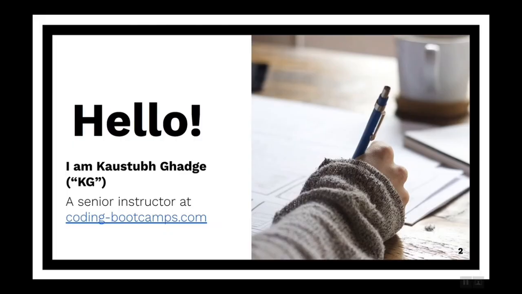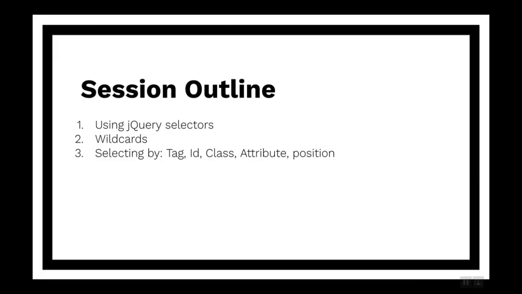Before we begin, let's look at the session outline. In this session, we'll be discussing using jQuery selectors. We already covered some of them in the previous session. However, we'll dive a bit deeper into them. We'll also cover wildcards. We'll also be selecting by tag, ID, class, attribute, and position. Again, we already covered one of these in the previous session. However, we'll look at the other ways we can select the elements on the page.